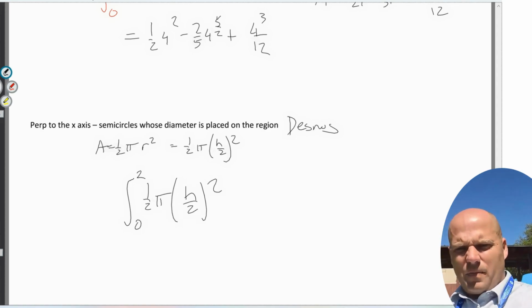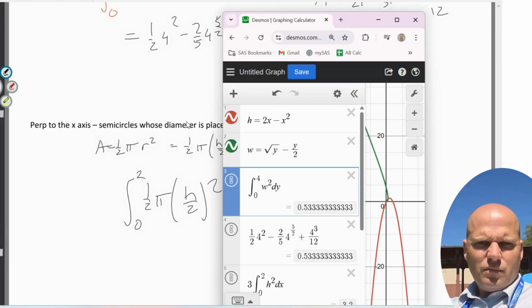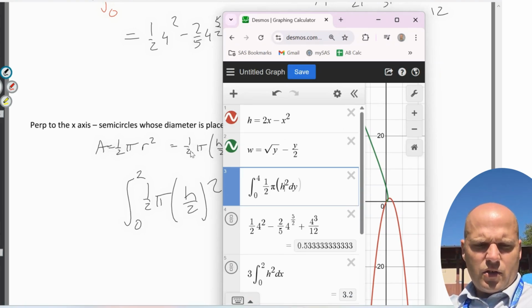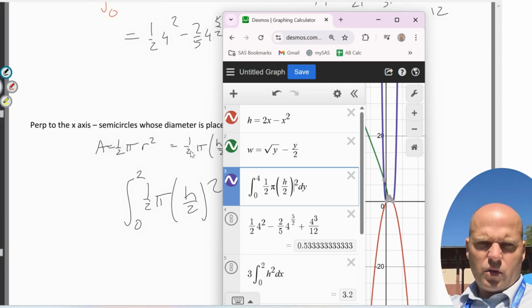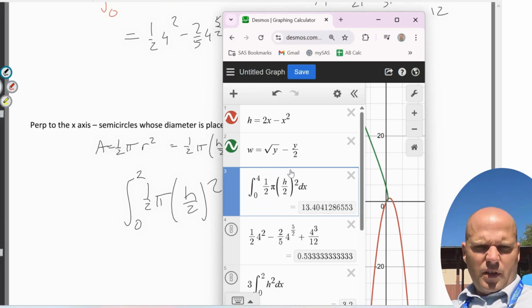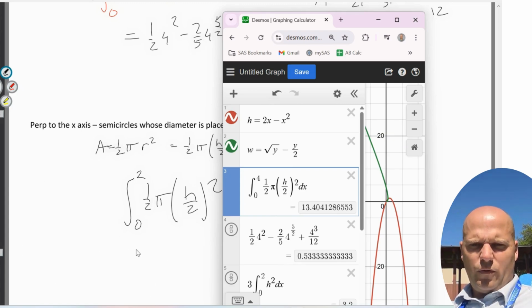Cool. So here we go. 1/2 pi h over 2 squared. What's going on? dx. There you go. 13.4404.